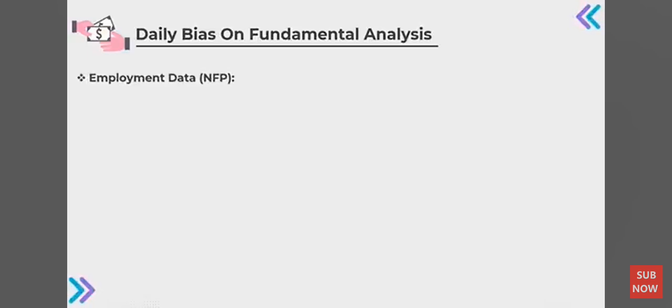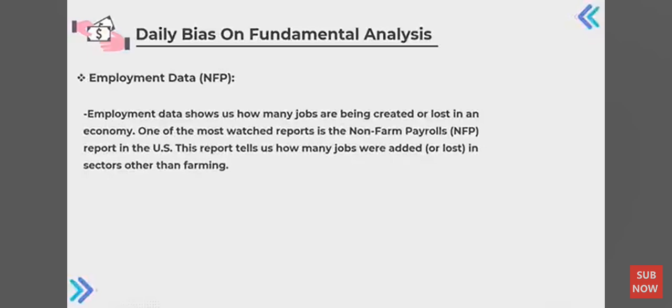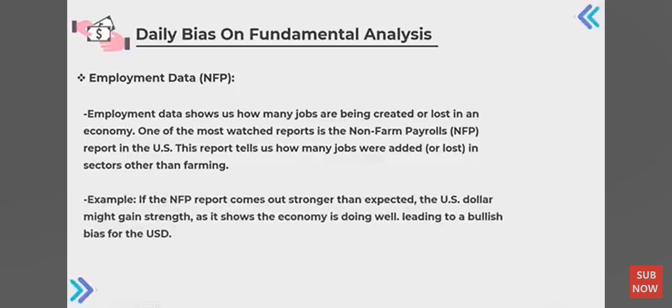Employment data, NFP. Employment data shows us how many jobs are being created or lost in an economy. One of the most watched reports is the Non-Farm Payrolls NFP report in the US. This report tells us how many jobs were added or lost in sectors other than farming. Strong job growth means more people are working, earning, and spending. This is good for the economy. Weak job growth or rising unemployment can be a sign of trouble, leading to a weaker currency or stock market. If the NFP report comes out stronger than expected, the US dollar might gain strength as it shows the economy is doing well, leading to a bullish bias for the USD.